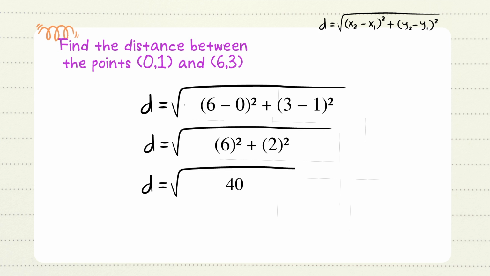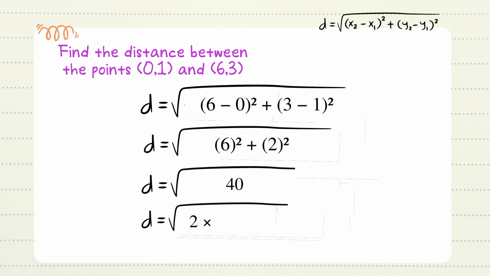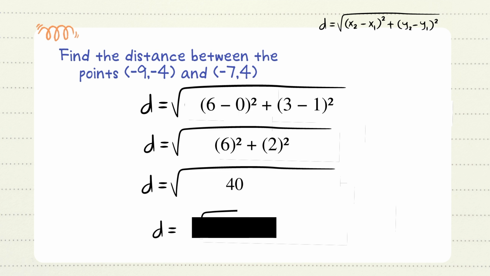Once again, we're using our prime factorization. The square root of 40 equals the square root of 2 times 2 times 2 times 5. Pulling out our squared pair, in this case it's 2. This means the distance between 0, 1 and 6, 3 is 2 square root 10 units.